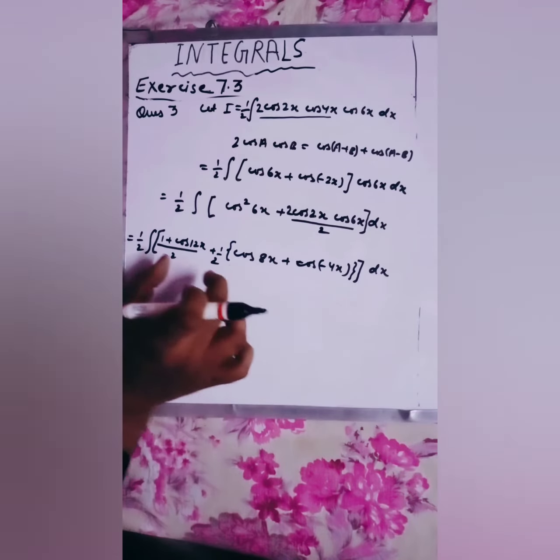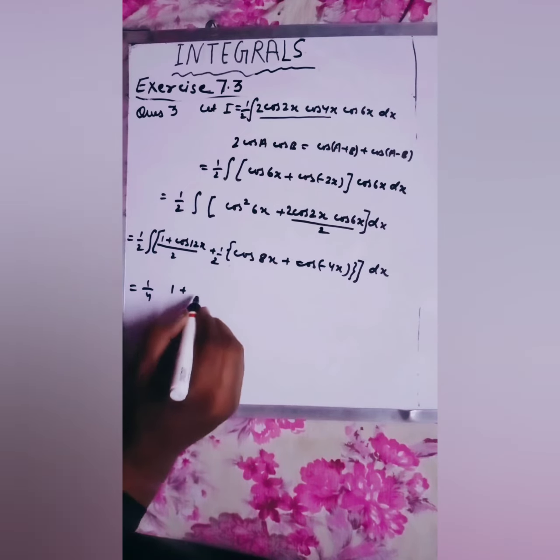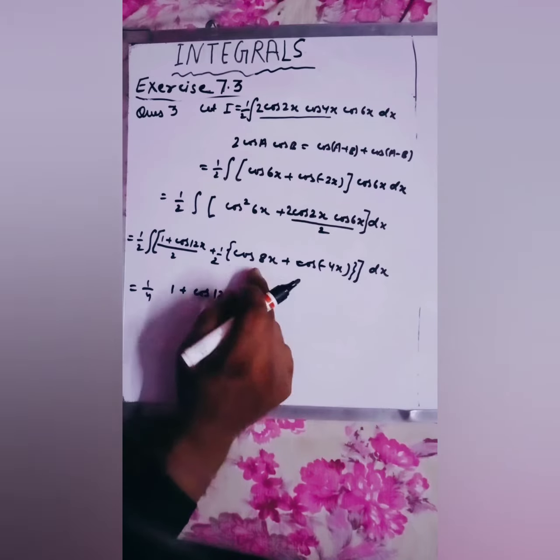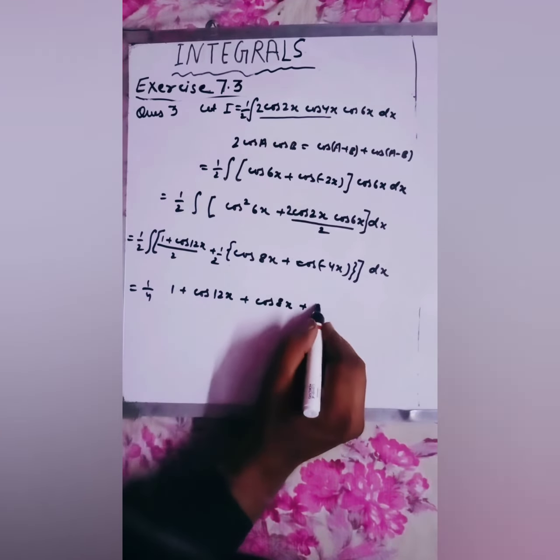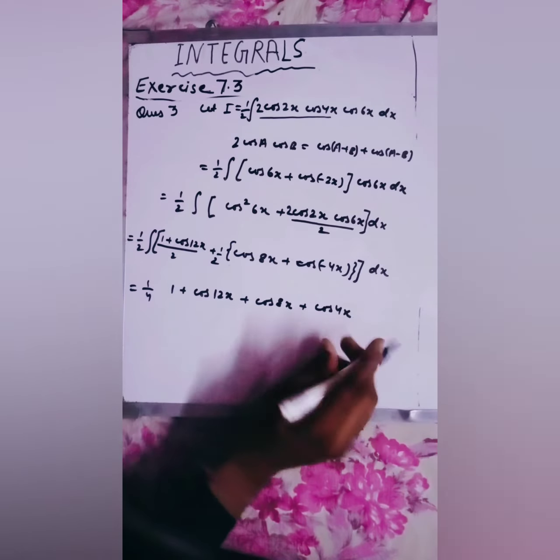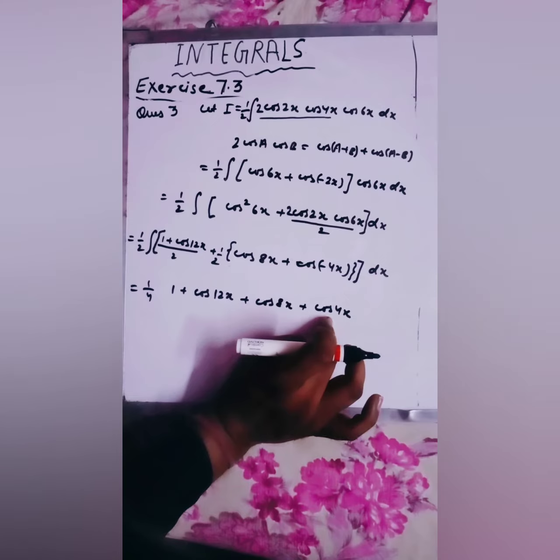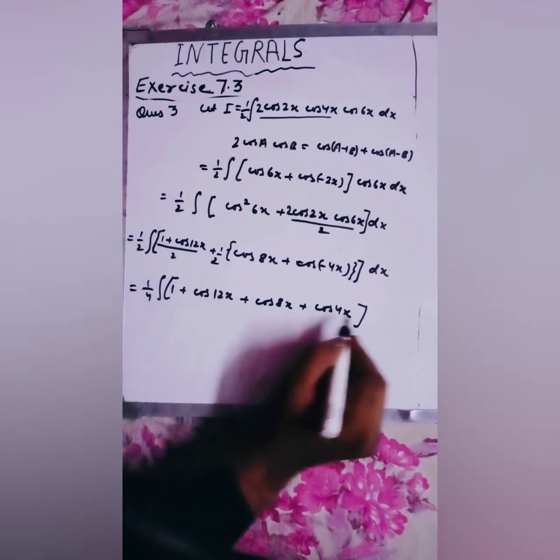So as we can see, here 1 by 2 and 1 by 2 I can take common, so it would be 1 by 4. This would be 1 plus cos 12x plus this would be cos 8x plus, and this would be cos 4x. Because in angle you are getting a negative sign, so you can write positive. Fine, and close this bracket, integral of this.